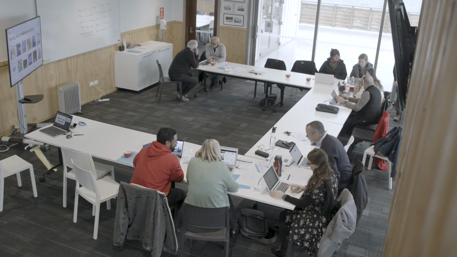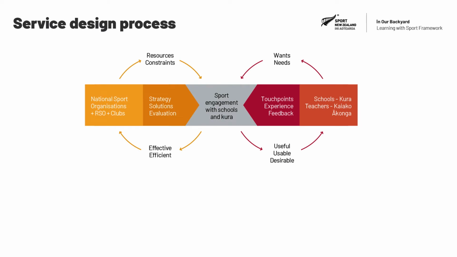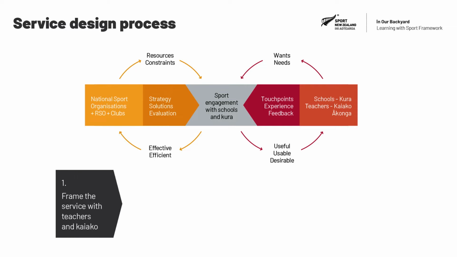The first step for national sporting organisations, their regional bodies, and their clubs when working with schools, kura, teachers, and kaiako is to frame up how they intend to engage with one another. Why does the sport want to engage with schools and kura? What will this engagement include? How might the engagement work? And what will the sport, schools, and kura get out of the engagement? Are all important questions to answer during this step in the process.